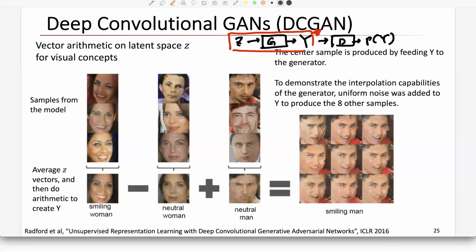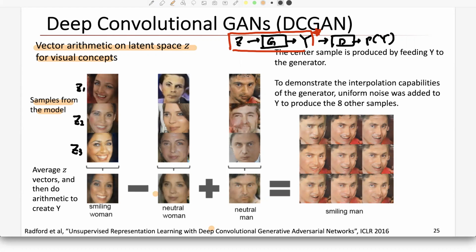So what can we do? What can we do with the generator? We can do vector arithmetic on the latent space Z for visual concepts. What does it mean? Here are samples from the model. Let me say we have Z1, Z2, and an arbitrary Z3.